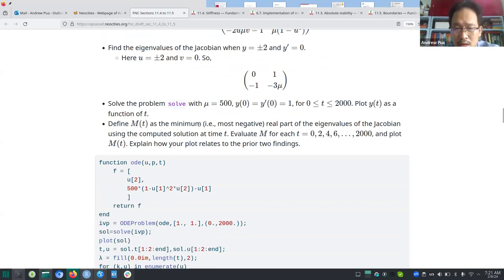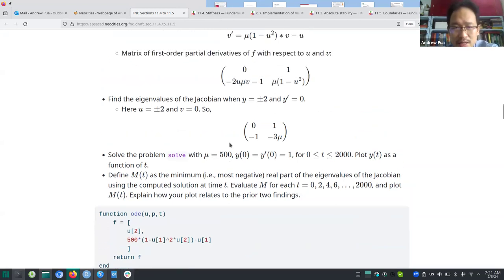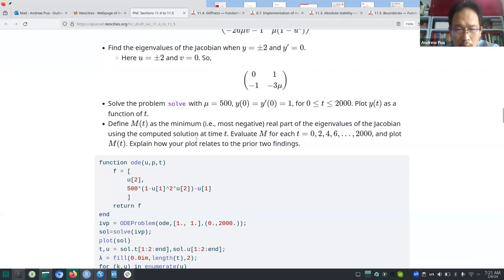And then afterwards, you're asked to look into the eigenvalues of this Jacobian, and then explain how the plot relates to the findings that you have in these two. If you want to get the eigenvalues for this Jacobian, there will be a quadratic equation here, and it will depend on the size of mu.